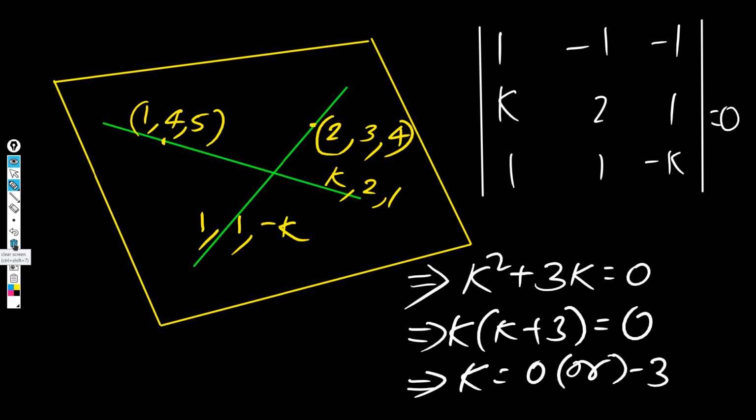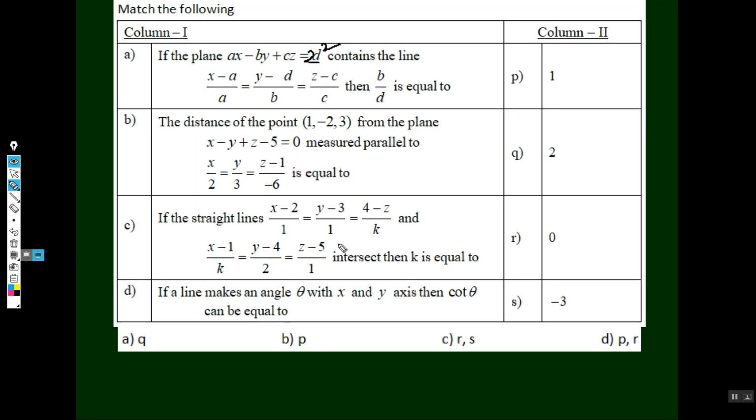So what should be the answer for this one now? For C, one is 0, another one is minus 3, and you can see for C, the answer is R comma S. The matching for this is R comma S. This is one answer, and this is another answer. Generally, by matching, you may have more than one correct answer also.